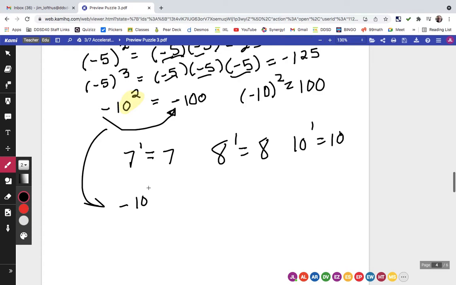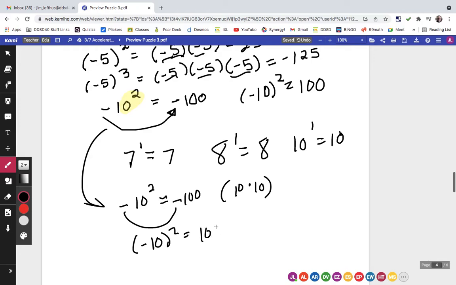Negative 10 squared. I like to call that the opposite of 10 squared. 10 squared is 100. That's 10 times 10. And then the opposite of that goes right here. So that's the opposite of 10 squared. This, however, is negative 10 squared. That's negative 10 times negative 10, and that's equal to 100 because a negative times a negative is a positive.